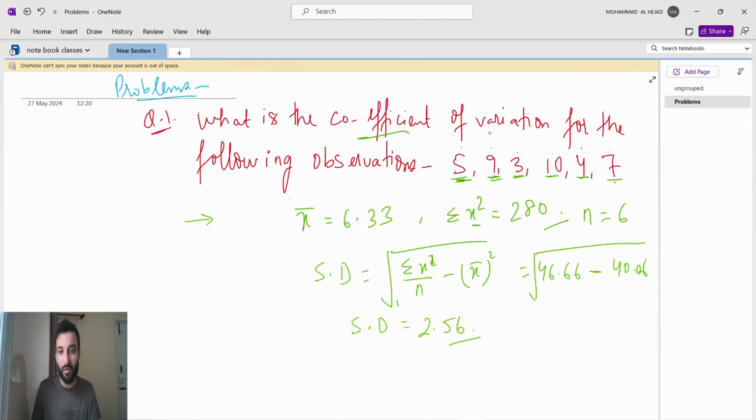They said find the coefficient of variation. Coefficient of variation is nothing but coefficient of standard deviation. So the coefficient is standard deviation divided by mean into 100. The standard deviation is 2.56 divided by mean 6.33. Whatever you get, multiply with 100. 40.45%. That's it. Very easy guys, very easy.